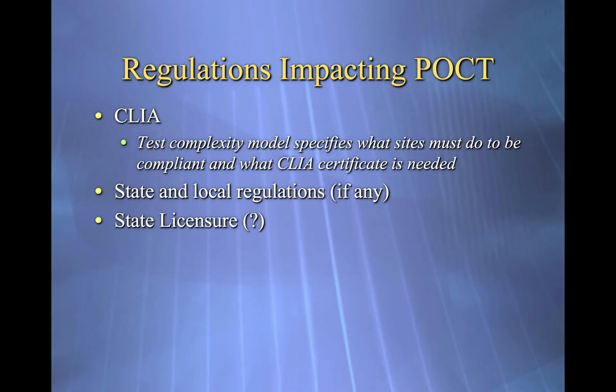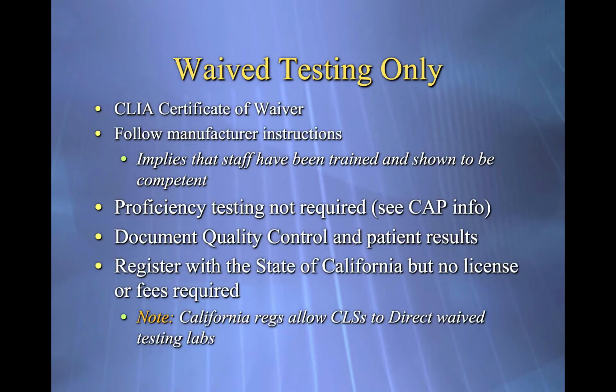Okay. What are regulations impacting point of care? Well, we've talked about CLIA in my prior lectures. CLIA has a test complexity model and specifies what sites must do to be compliant and what type of CLIA certificate is needed, depending on the type of testing they are doing. There may be state and local regulations, and there may be state licensure. So we'll go through these.